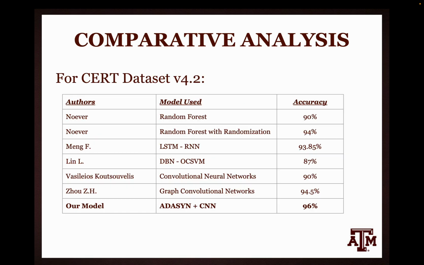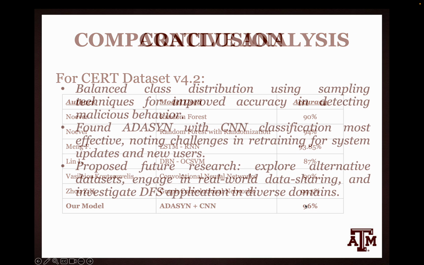Finally, for the same dataset that we used and the models which I already showed previously, we see that our model, which is a combination of ADASYN sampling technique plus convolution neural network, got an accuracy of 96%, which is highest among all the previous models.